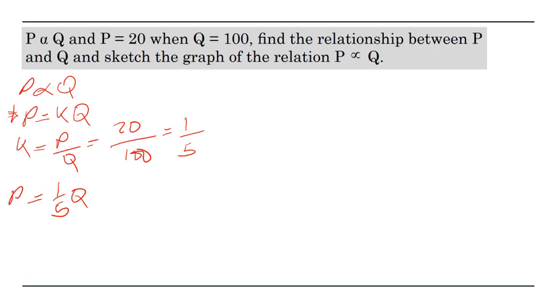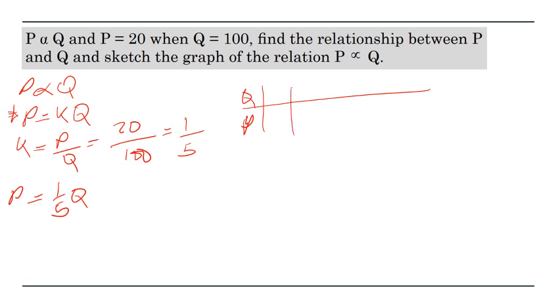Then we are asked to sketch a graph of this relationship. In this case you have to know which one is your independent variable and which one is your dependent variable. Regarding this form of equation, this is independent, this is dependent. So let's put up a table of values. In this case Q, and that's P.